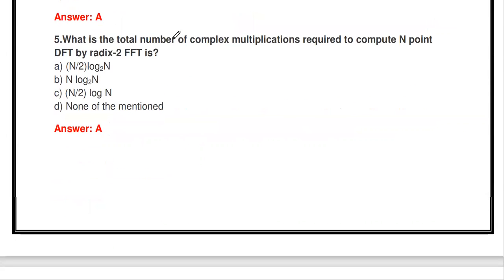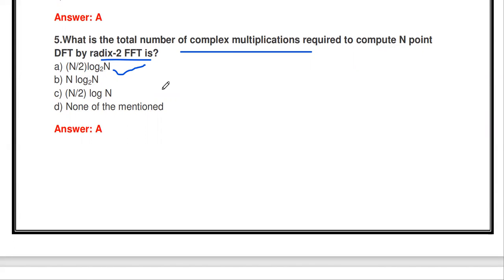The next question: what is the total number of complex multiplications required to compute the N-point DFT by radix-2 FFT? This FFT algorithm is otherwise called radix-2 FFT. If you want to calculate the N-point DFT using this FFT algorithm, how many complex multiplications are required? It is N by 2 log N to the base 2. This is a very important question.